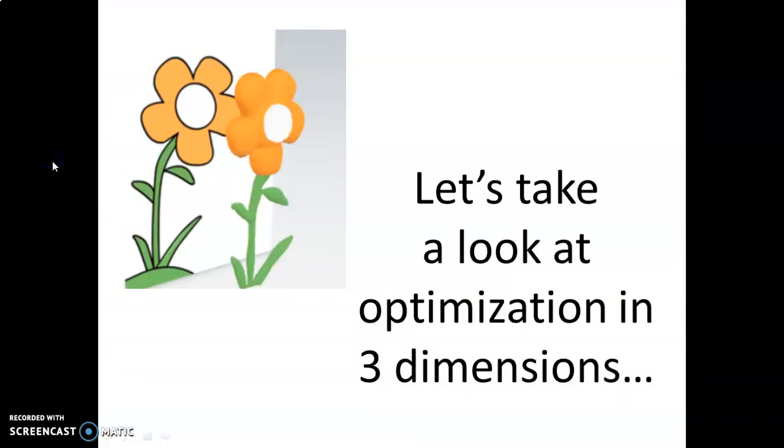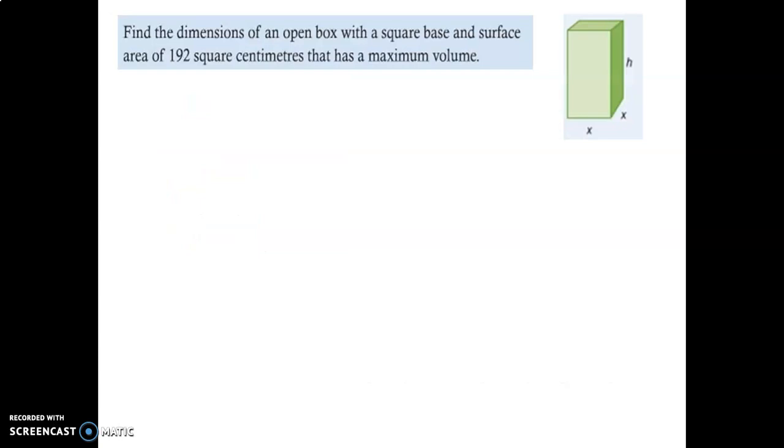As you may remember, in the first video we ended with some two-dimensional optimization problems. So now we're taking that to 3 dimensions. Basically that means rather than looking at shapes that are two-dimensional, we're going to look at 3D shapes. Let's begin with this one.